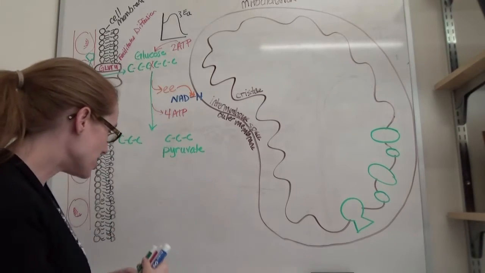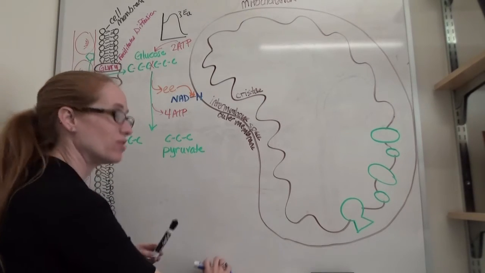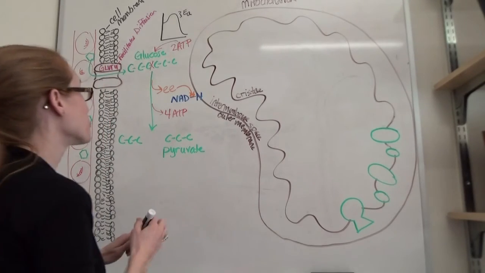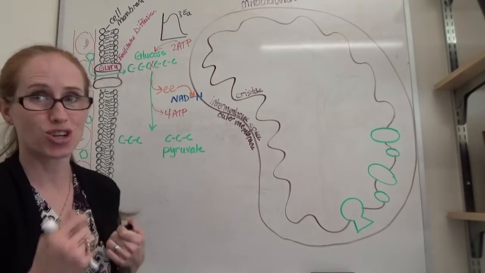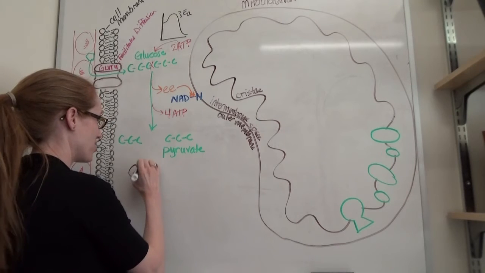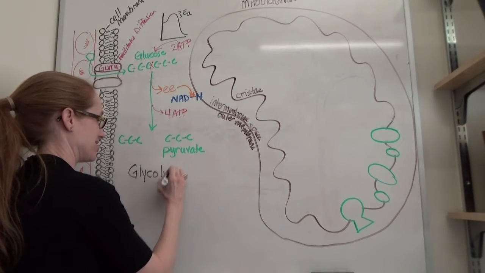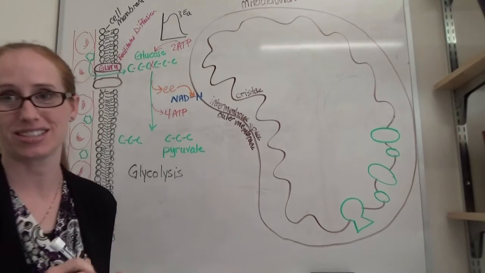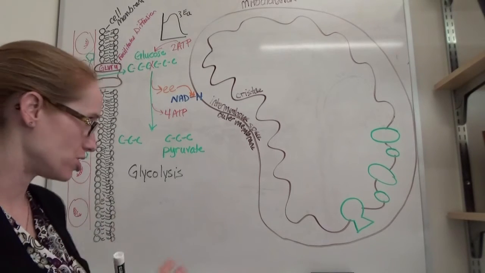All right, so we've done this, and this process has a name. So we've just broken a sugar. So we're going to name it sugar breaking, or glycolysis. Glycolysis. Okay, so that's the first step of cellular respiration.